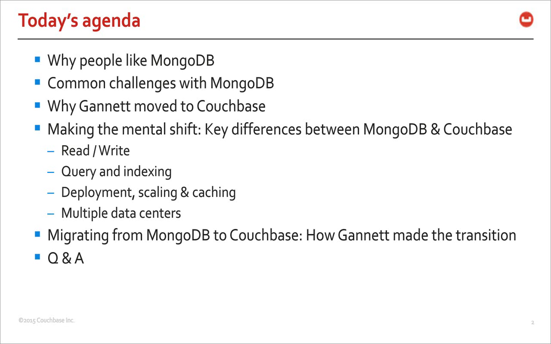And then we'll do a little bit on making the shift from Mongo to Couchbase. We're talking about terminology, basic architecture, basic operations, a one-to-one mapping to help with that transition. And then we will conclude with some more technical information on how Gannett actually went about replacing MongoDB with Couchbase. And of course, we'll save some time for Q&A at the end. So please do post your questions, and I will try to get to as many of them as I can.